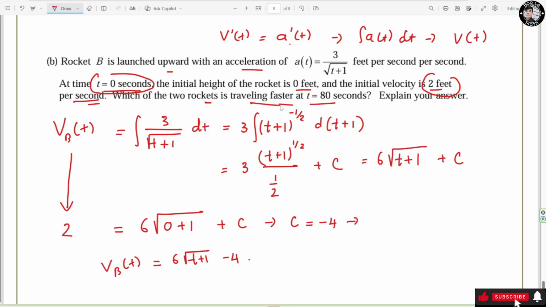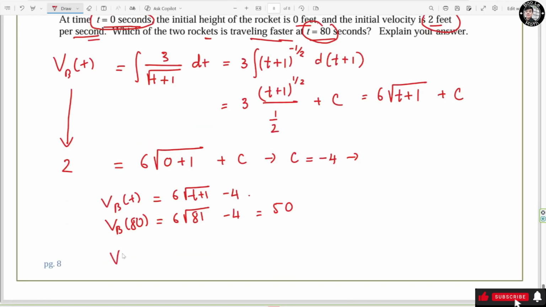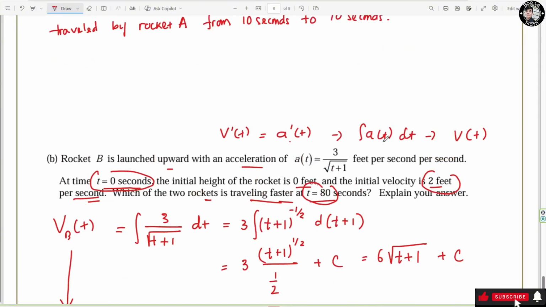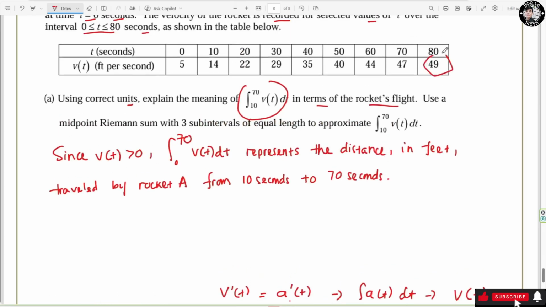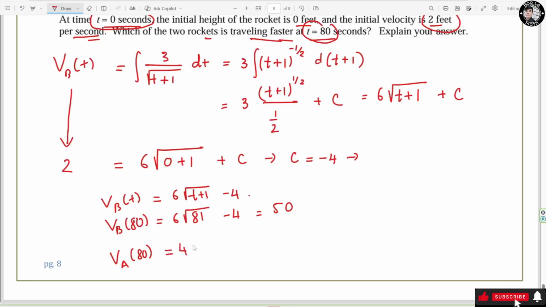Which of the two rockets is traveling faster at t equals 80 seconds? So we substitute 80 for t. V_B of 80 equals 6 square root of 80 plus 1, which is 81, minus 4. The square root of 81 is 9. 9 times 6 is 54. Subtract 4 is 50. Now we need V_A of 80, so we go back over here. It's right here, 49. So since 50 is greater than 49, we can conclude that rocket B is traveling faster at time t equals 80 seconds than rocket A.